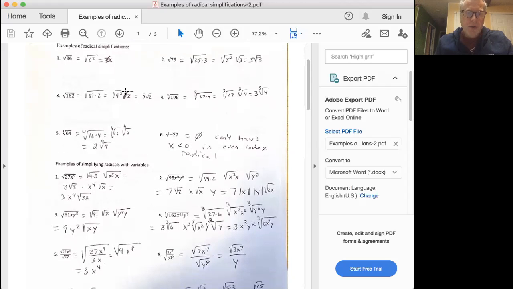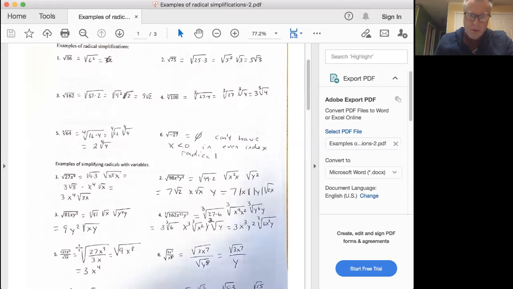So we look at 162 here. The biggest perfect square in 162 is 81. 81 times 2 gives us 162. 81 is 9 squared. So the square root of 9 squared is 9, because that's what we had to square to get 81, times the square root of 2 that we can't do anything with. Now, this little number here, that's the index.